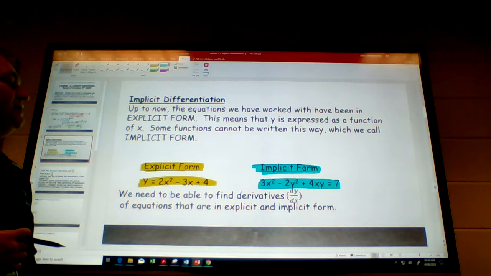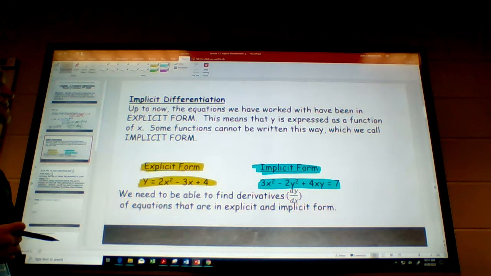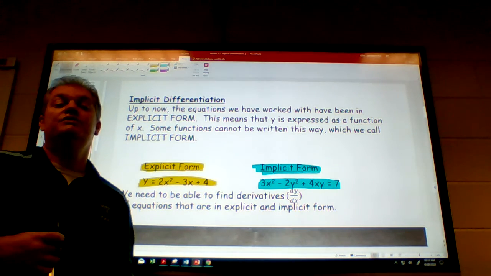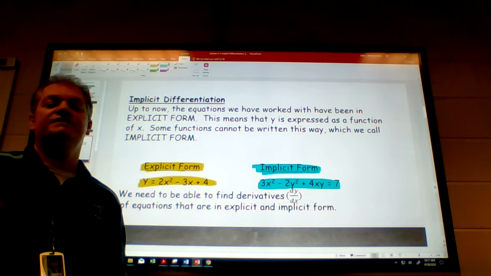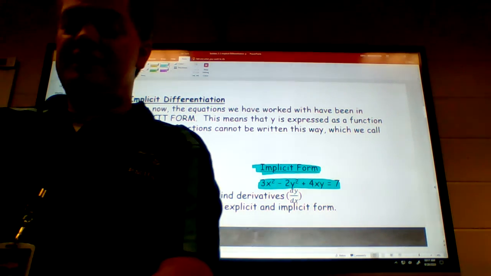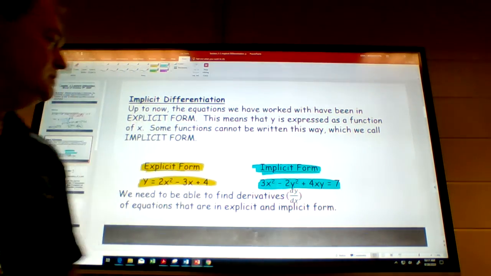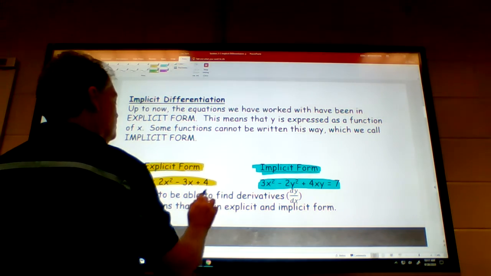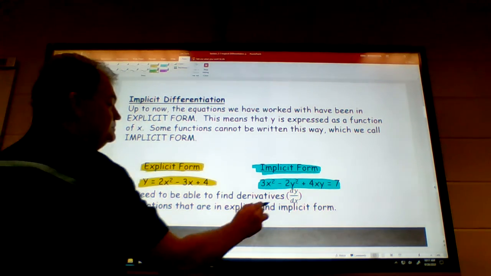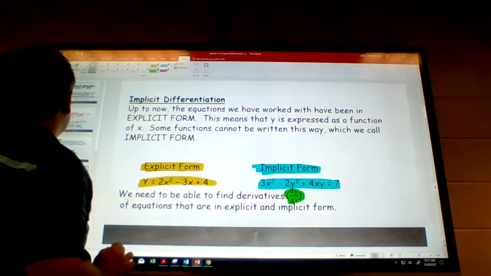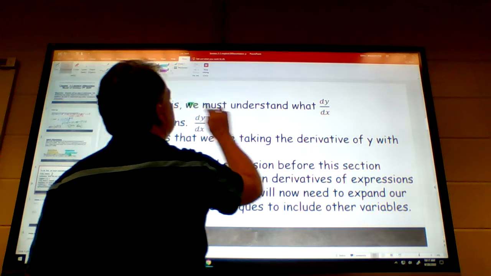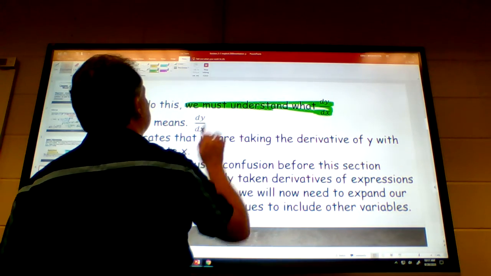So we need to be able to find the derivatives dy dx of the equations that are both explicit and implicit. Now, with the explicit form, you could just do y prime or dy dx equals. Very simple. This one, not as simple, not as cut and dry, but that's what we're going to talk about here today. So to do this, we're going to determine what that really means. So dy dx, we must understand what dy dx truly means.